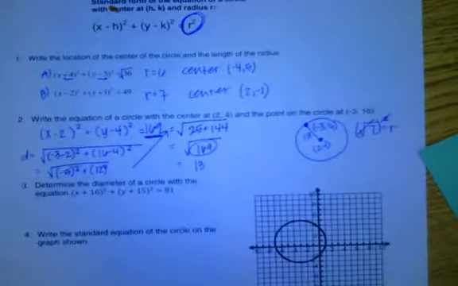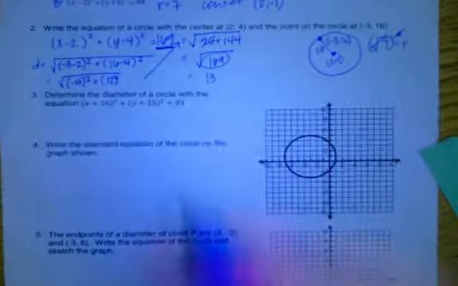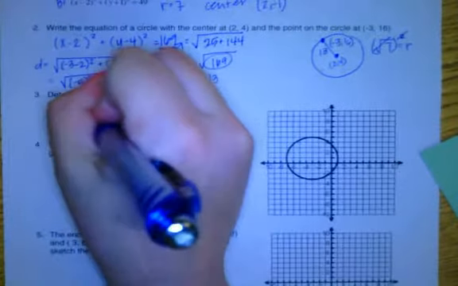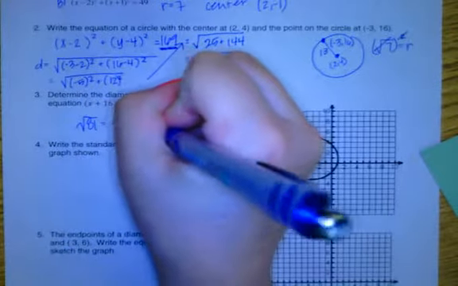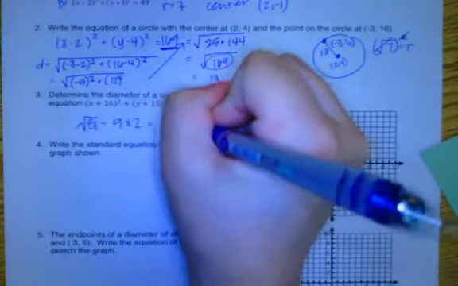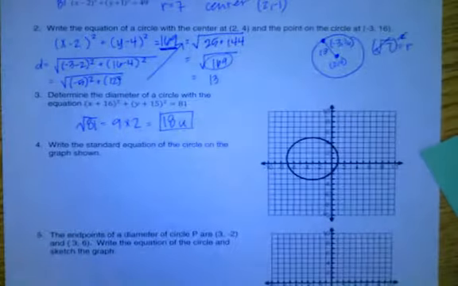Alright, number 3, determine the diameter of a circle with the equation x plus 16 squared plus y plus 15 squared equals 81. How do you do it, Bella? You square root 81 and then multiply it by 2. Square root of 81, which is 9. Multiply that times 2, which is 18. In this case, we don't have units, so just a u will do. Good.